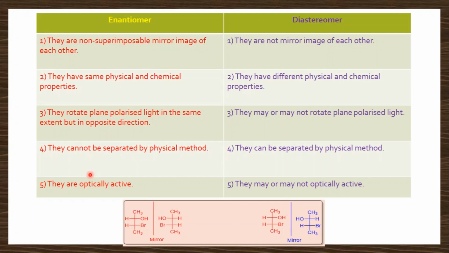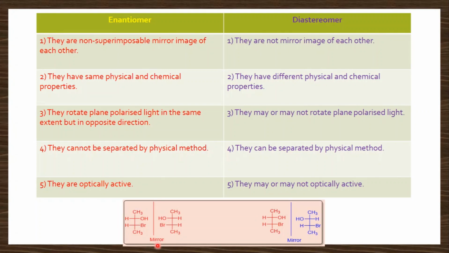Enantiomers have the ability to rotate plane polarized light. While diastereomers may or may not be optically active. So these two are a pair of enantiomers.